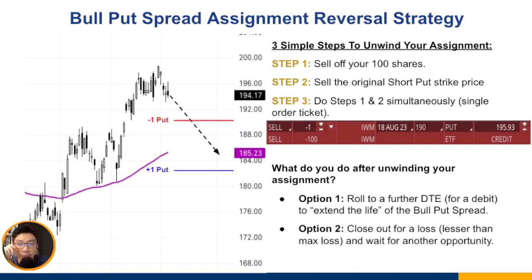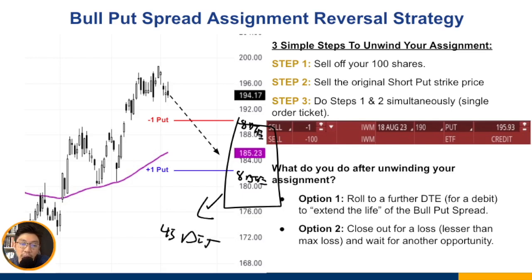So there are 2 options. The first option is to roll to a further DTE, right? Let's say, for example, this is roughly around 8 days, 8 DTE. Both are 8 DTE, by the way, because you put it on as a credit spread, as a bull put spread. So what you can do is take this whole thing and then roll it to a further dated DTE, right? So maybe you roll it to the next 45 DTE. Now, one thing about this is that if you were to roll an in the money bull put spread, chances are that it will be for a debit, right?